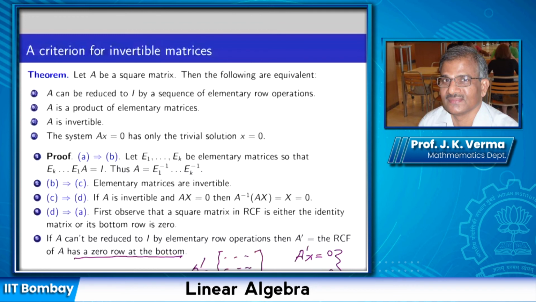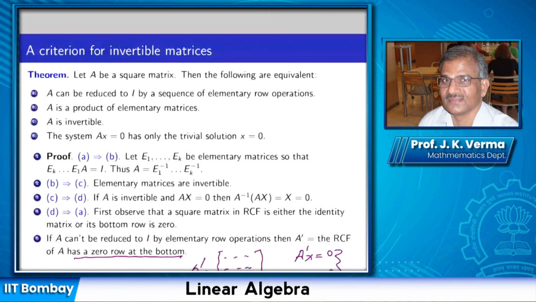But if A can't be reduced to the identity matrix by elementary row operations, then its row canonical form must have a 0 row at the bottom. Once it has a 0 row at the bottom, there are fewer than n pivotal variables. So there is a free variable. Once there is a free variable, then A prime x equal to 0 has a non-trivial solution. That is a contradiction. Okay.